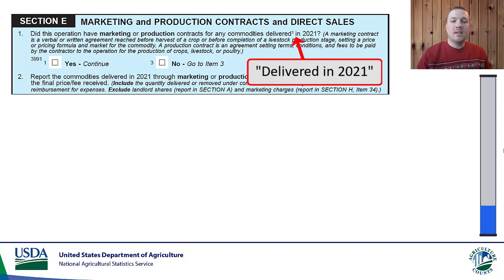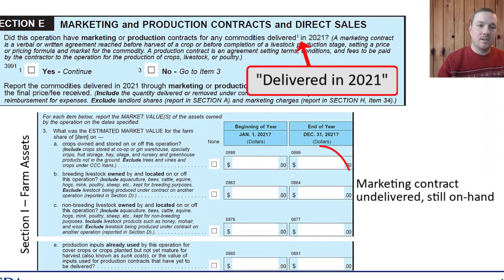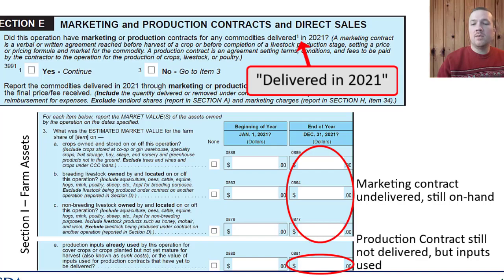For marketing contracts, if the commodity hadn't been delivered yet by the end of the year, then it should be excluded here from Section E, and instead recorded in Section I, the assets section. For production contracts, where the commodity is still being serviced at the end of the year, exclude it from Section E, and be sure to record the value of inputs used in the assets section.